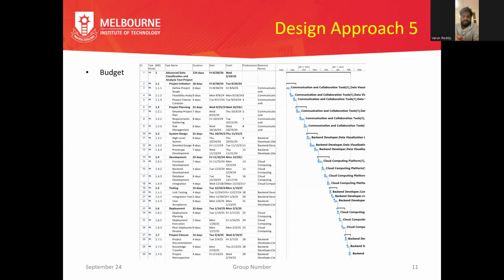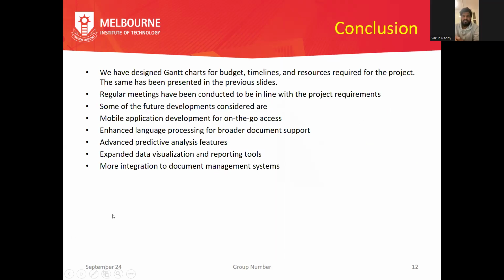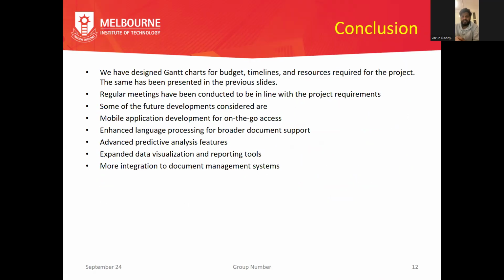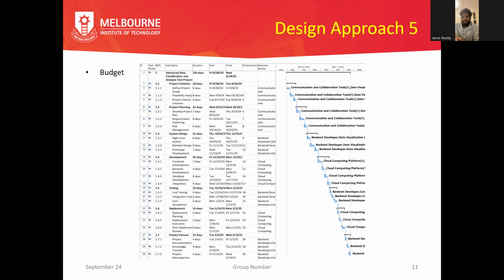Hi, I will be explaining design approach number 5, which is our budget plan. As we can see, we have different tasks in our project, like project initiation, project planning, system design, development, testing, and deployment. Here we've made a plan about the duration and how long each takes. In total our project is 124 days, and we are using various resources like communications, backend development, cloud computing, and also backend developer. So this is how we are going to do it.